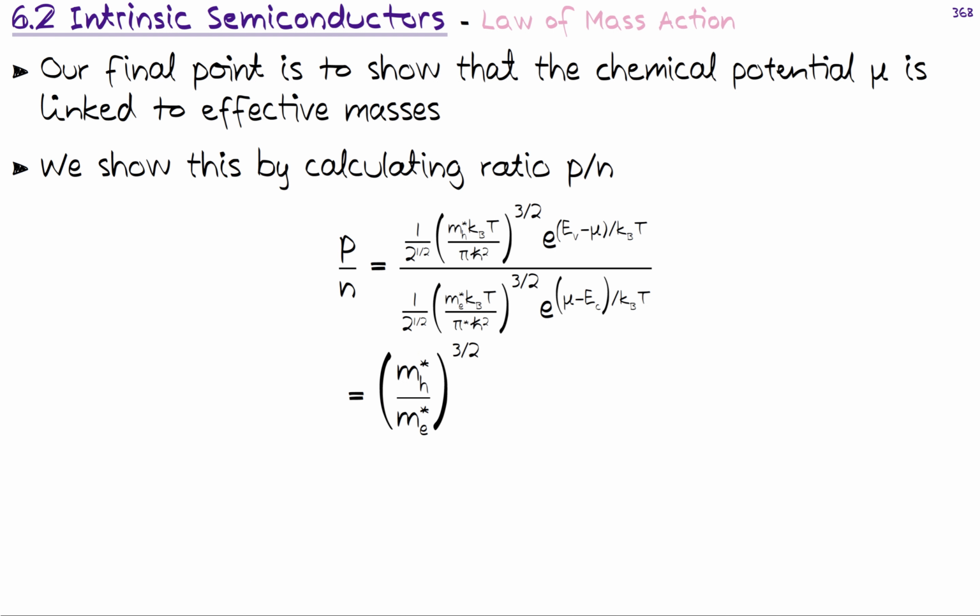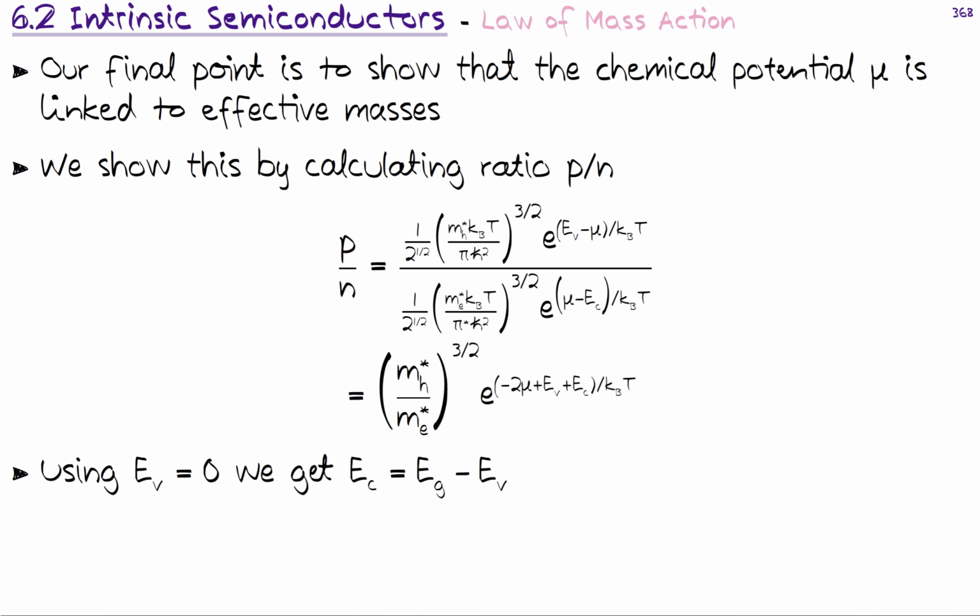All the rest of the parameters vanish. And then we are left with an exponent where we have now 2 times minus the chemical potential plus EV plus EC over kBT. And now we can simplify this notation slightly further. These energy values are somewhat arbitrary, so we can just denote that EV is 0. We scale our energy ladder so that the EV value equals 0. Then the EC value will be EG minus EV. This is of course always the case, but now since EV equals 0, then EC must be EG.